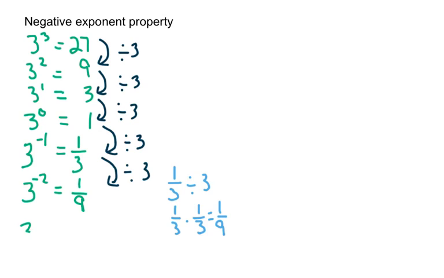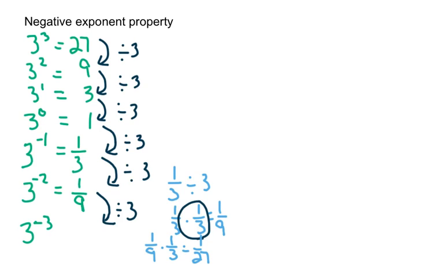Let's do 3 to the negative 3rd. We're going to take that 1/9 and divide it by 3, which is the same thing as multiplying by a third. So this time we have 1/9 times 1/3, and that's 1/27. So 3 to the negative 3 is 1/27.